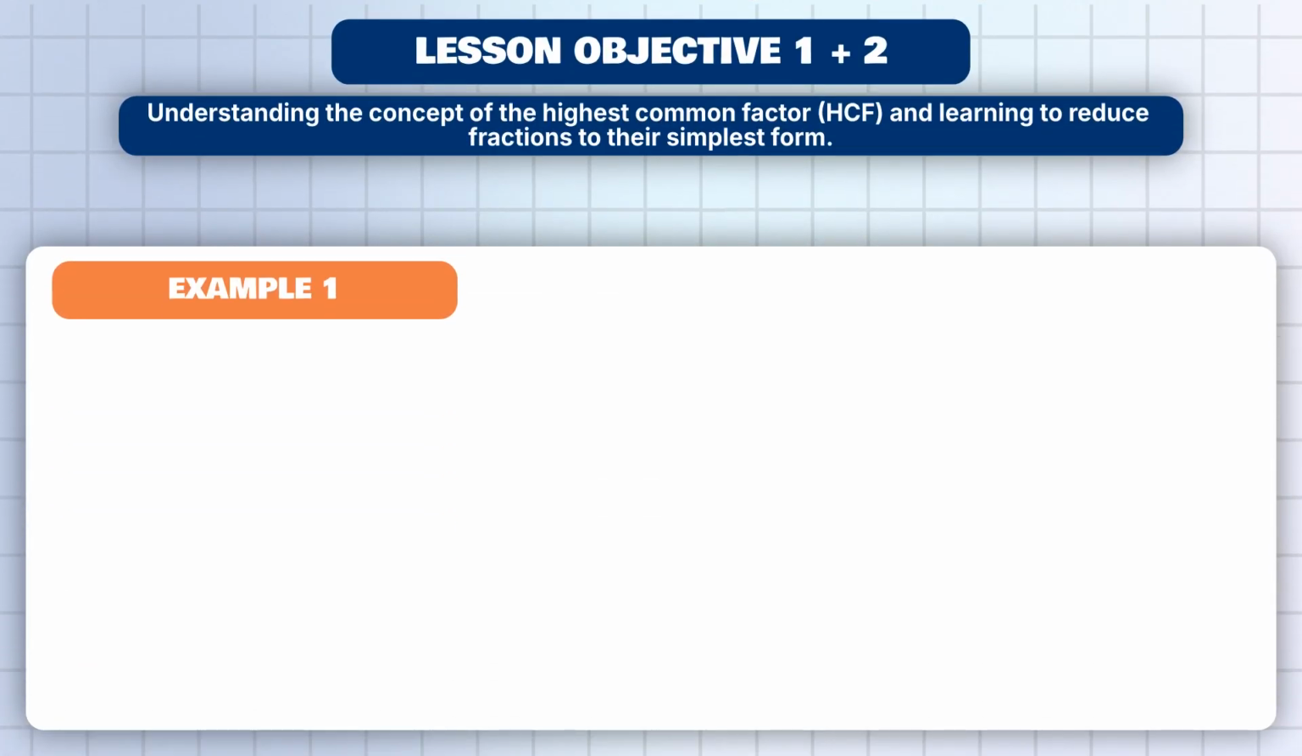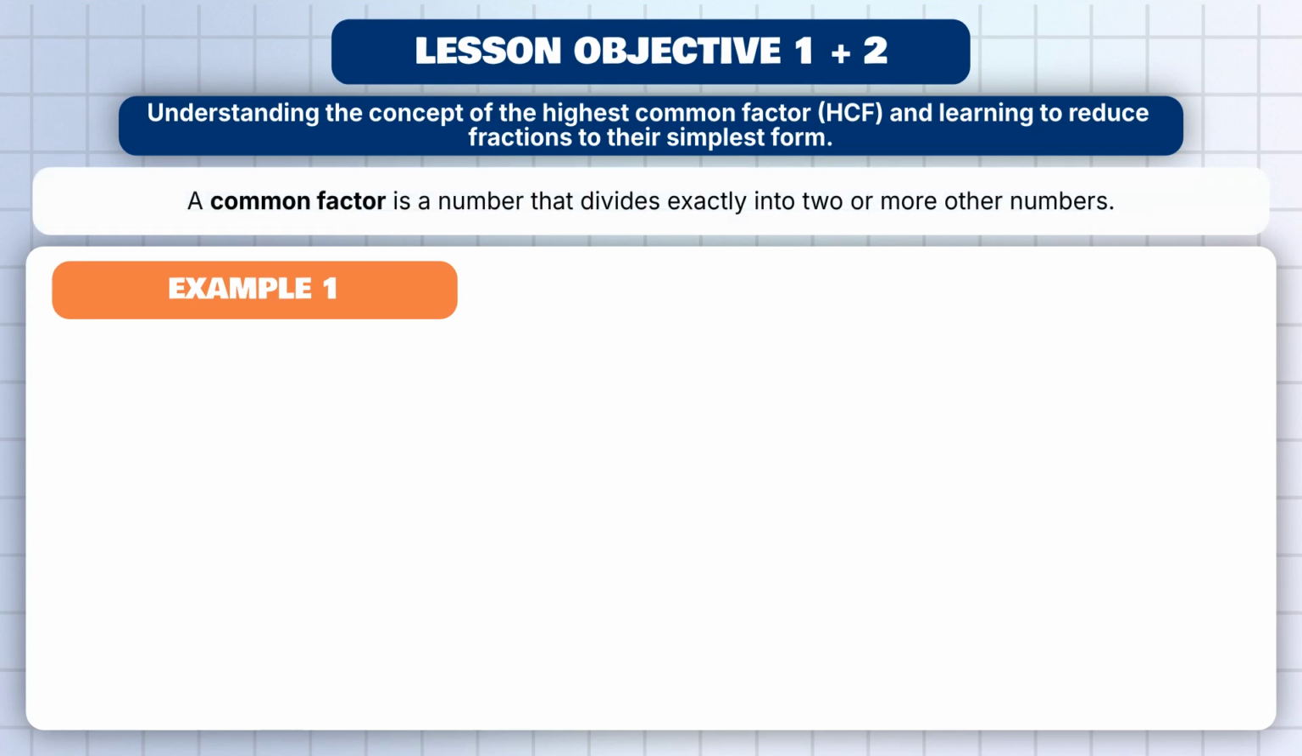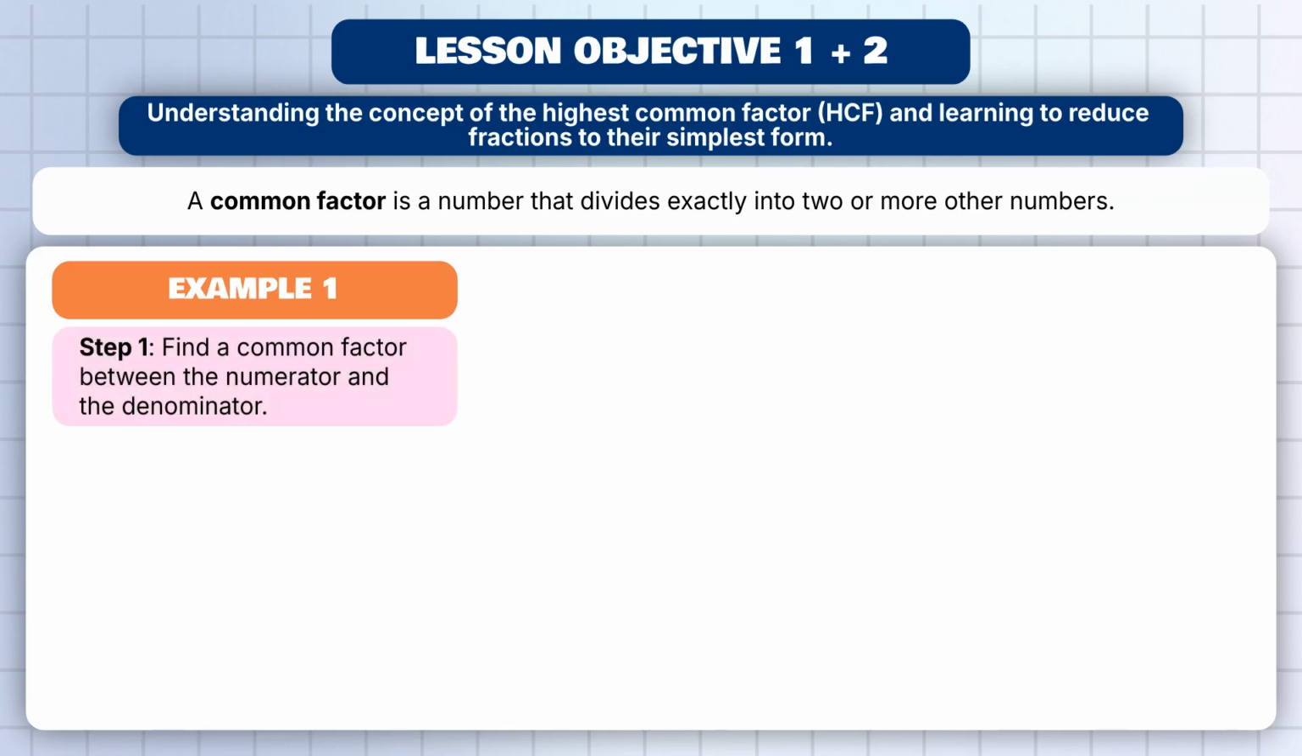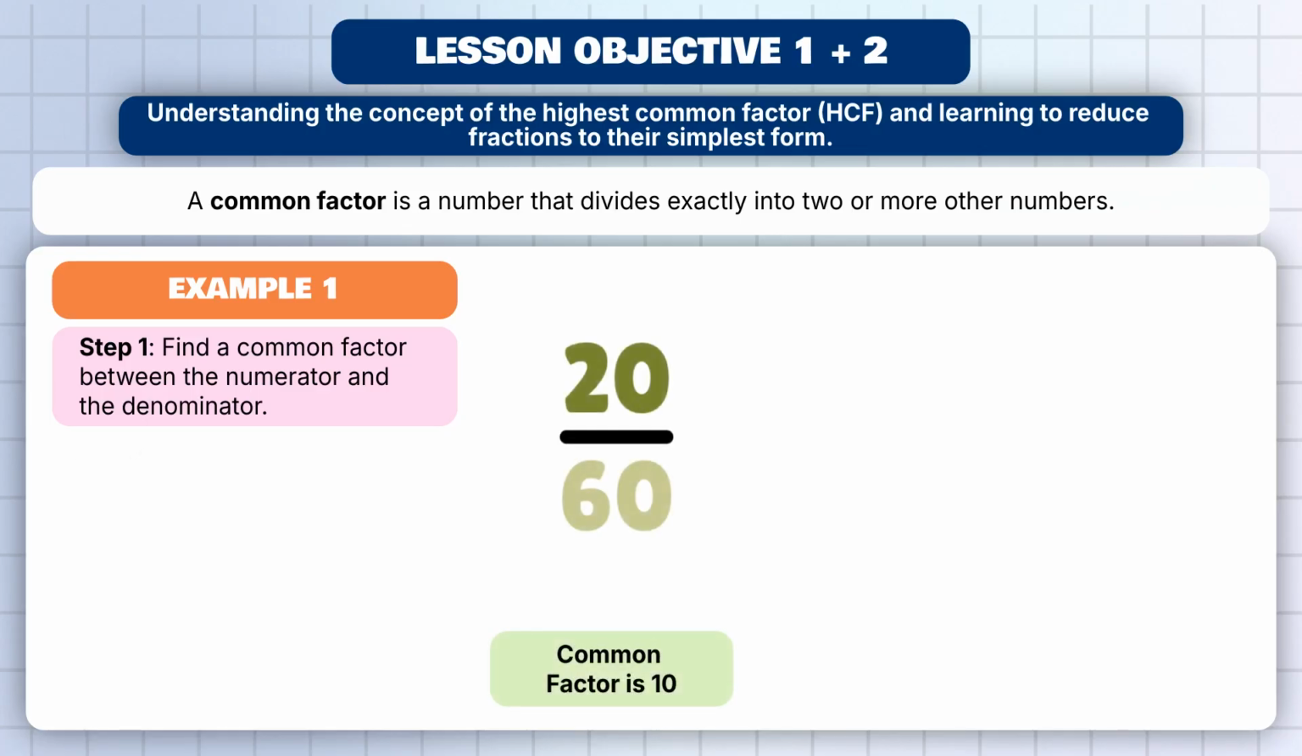To remind you, a common factor is a number that divides exactly into two or more other numbers. To simplify a fraction, we first need to find a common factor between the numerator, the top number, and the denominator, the bottom number. For example, in the fraction 20 over 60, both can be divided by 10.